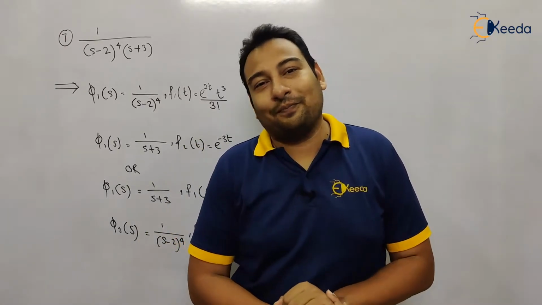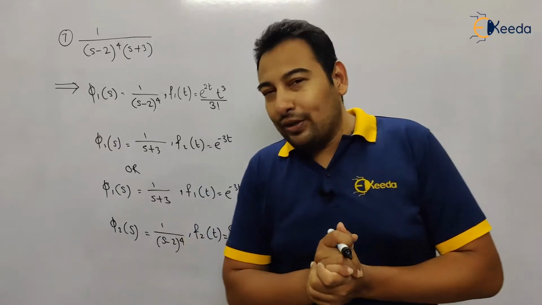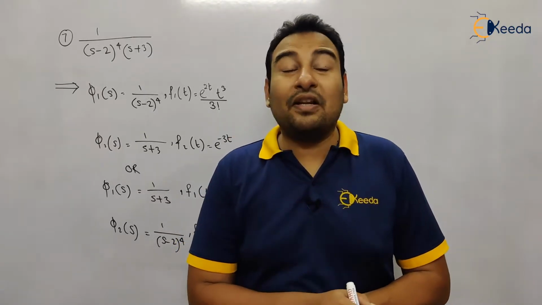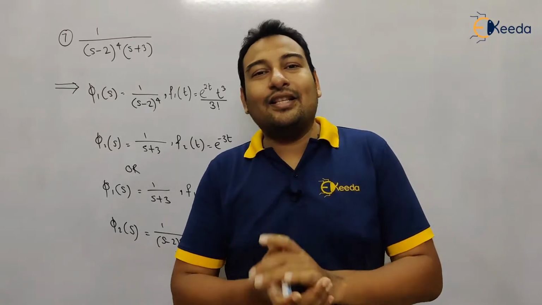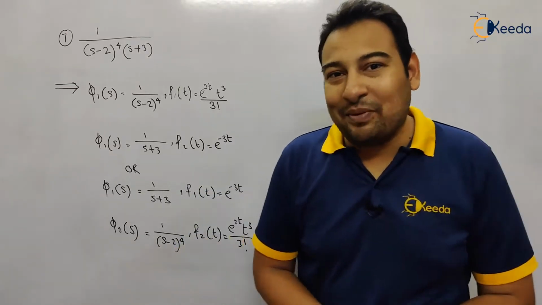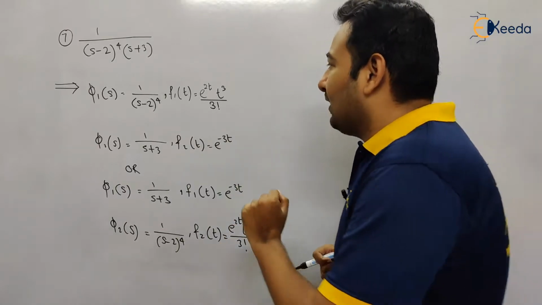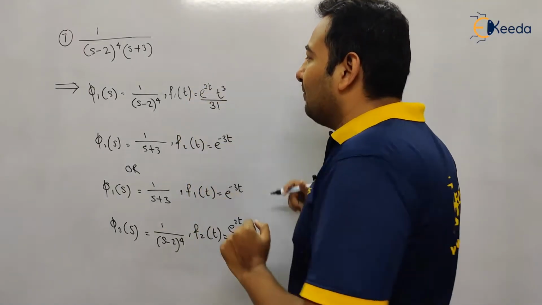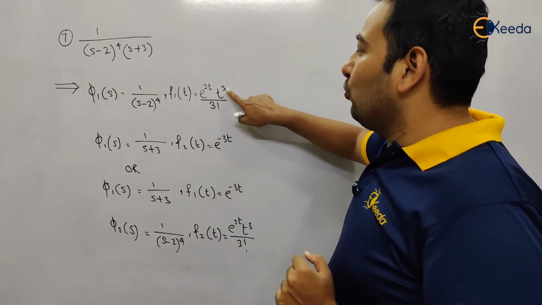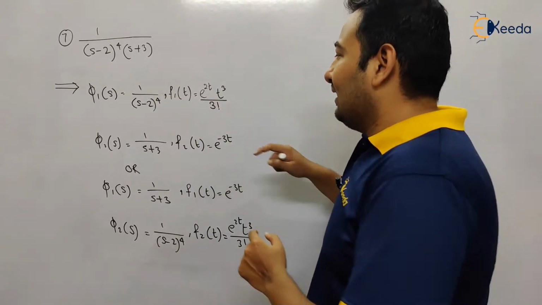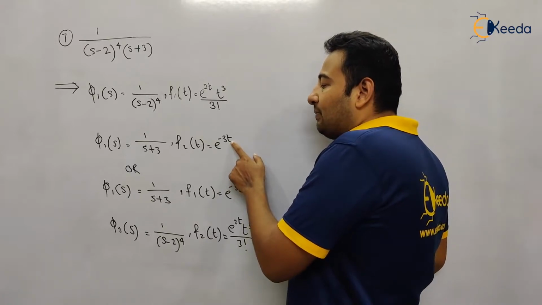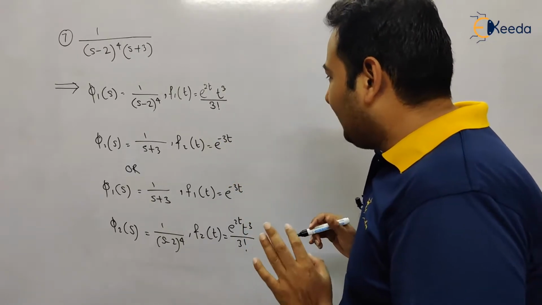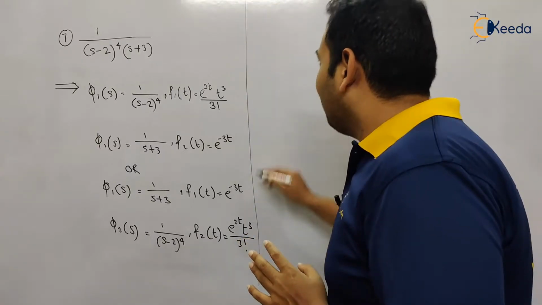This is my question. See what we do. In the first function we replace t with u, and in the second function we replace t with t minus u. So just have a look here. If you replace t with u, this will become e raised to 2u into u cube upon 3 factorial, and here if you replace t with t minus u, it will become e raised to minus 3 into (t minus u).